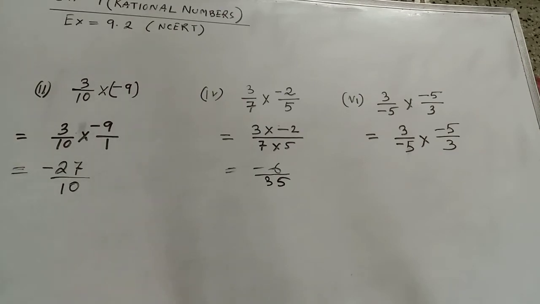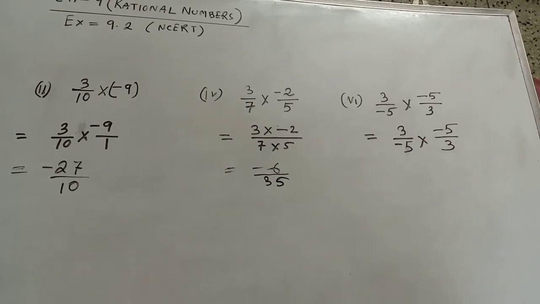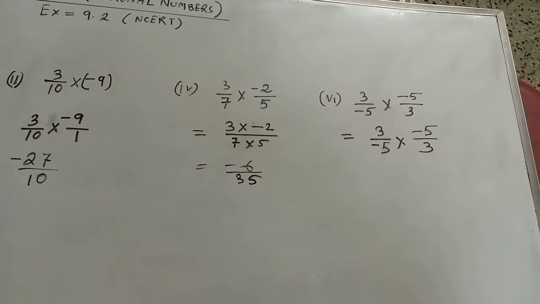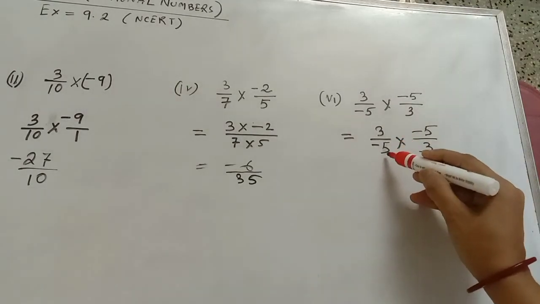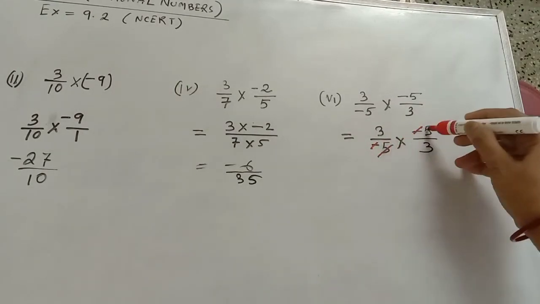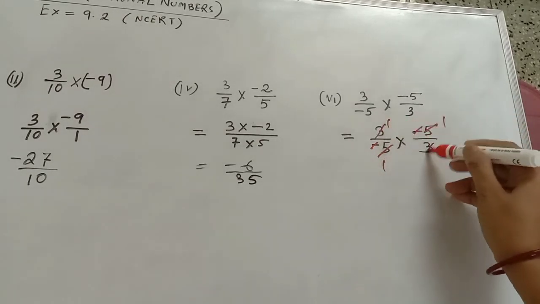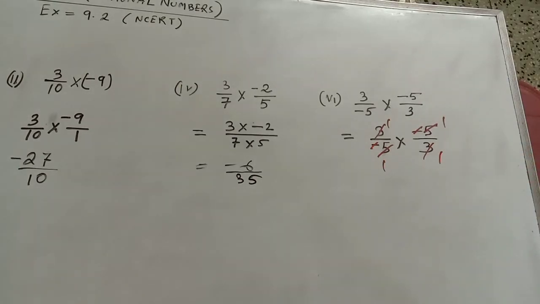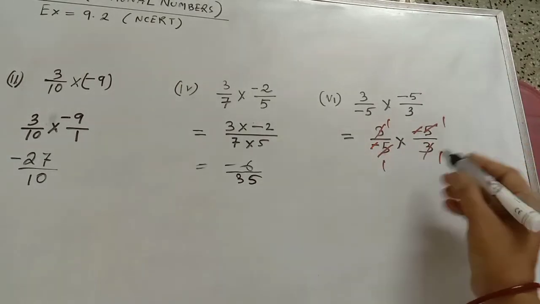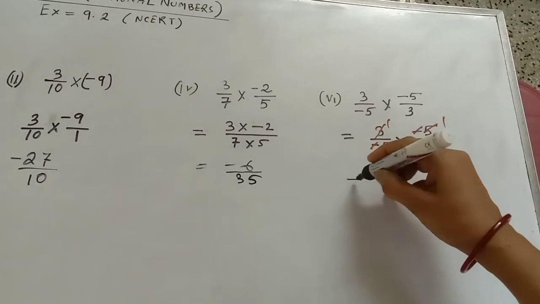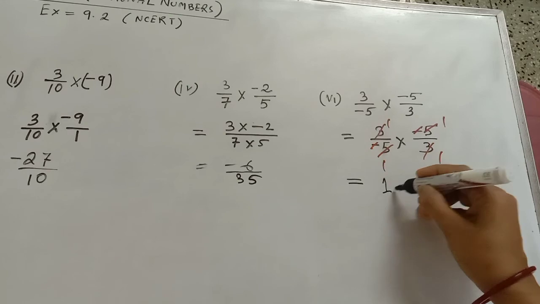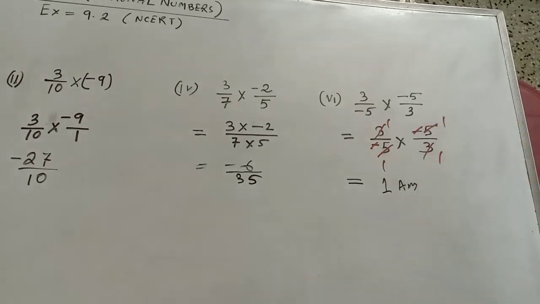Now in the next sum, you can get a scope of cancelling. The number is 3 by minus 5 into minus 5 by 3. So I am writing this number again. Minus you can cancel, 5 also you can cancel, 3 also. 5 1s are 5, 3 1s are 3. The sign is also positive here, so you can write the answer only as 1, because everything is cancelled out.